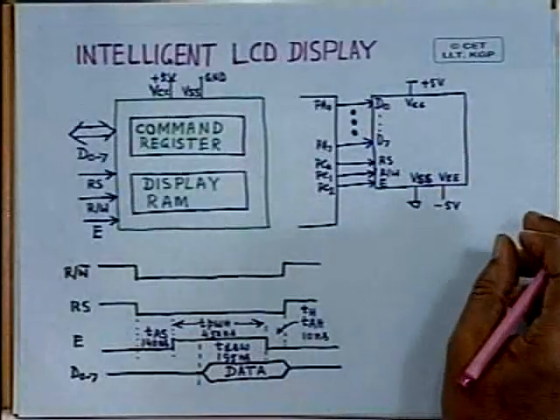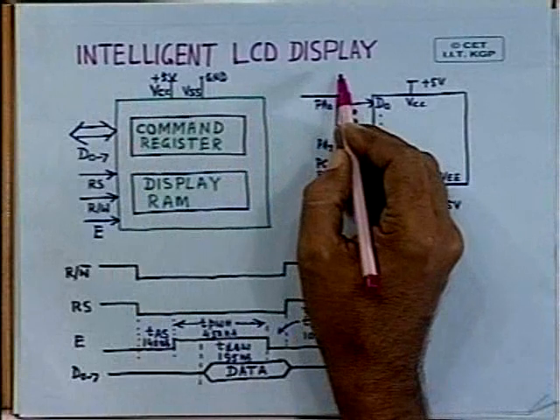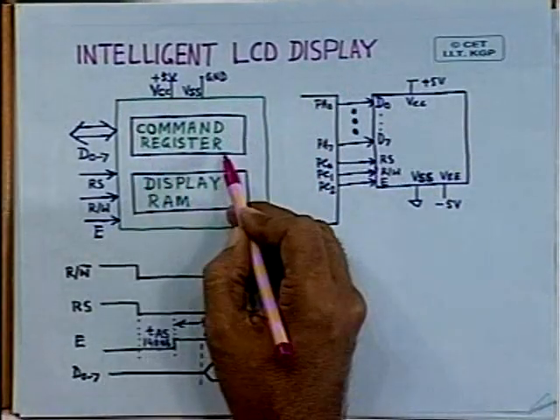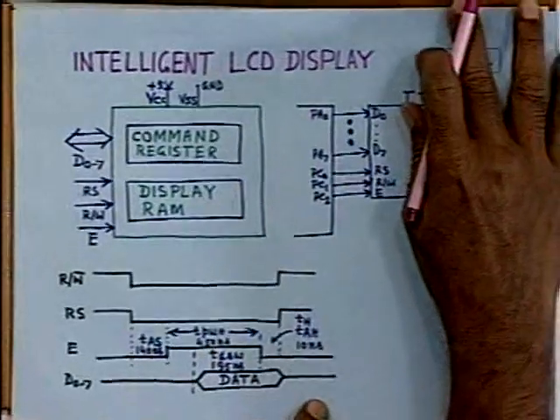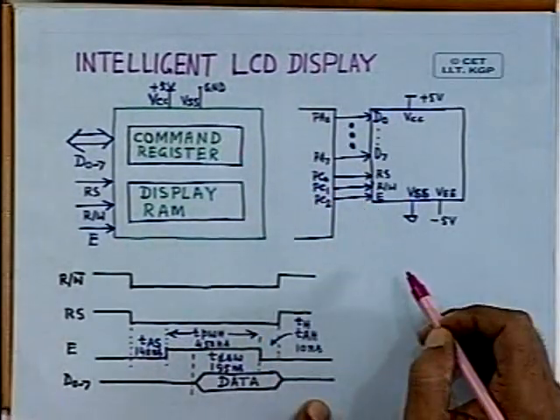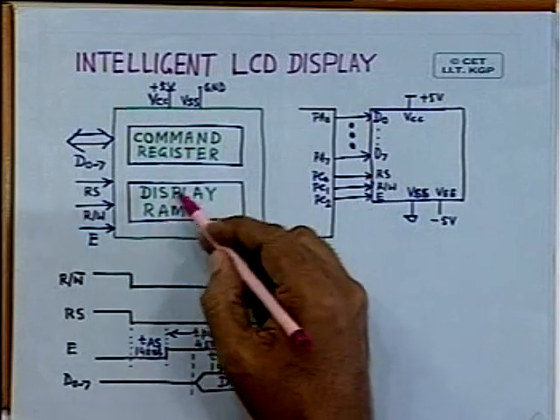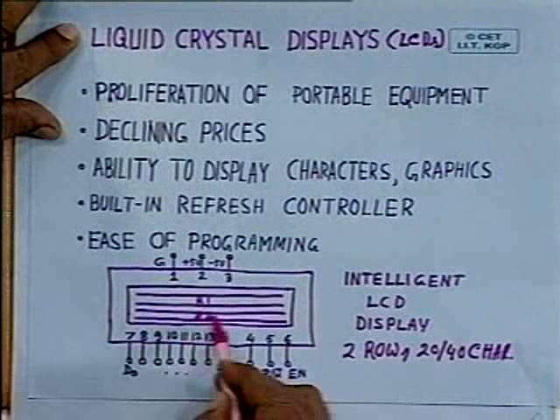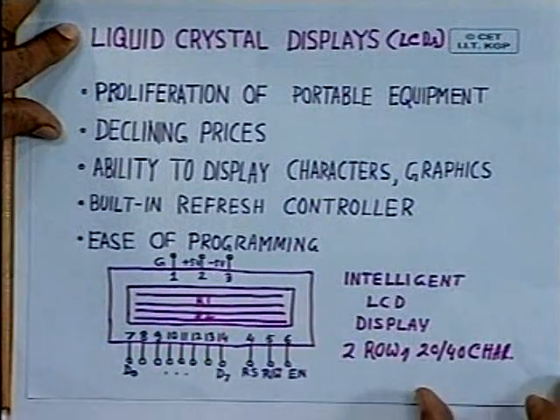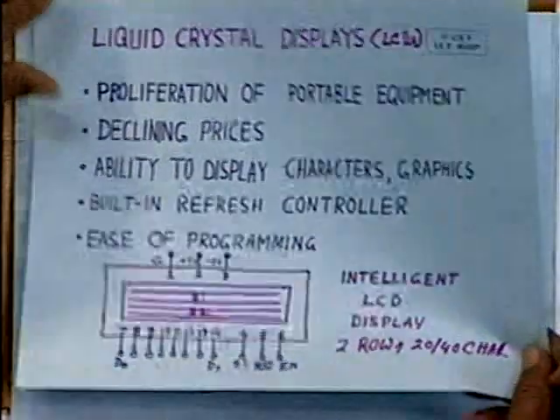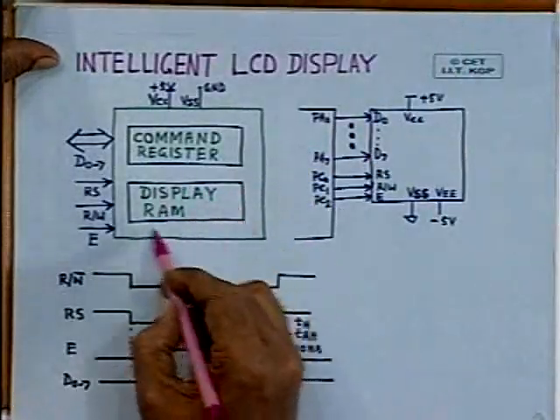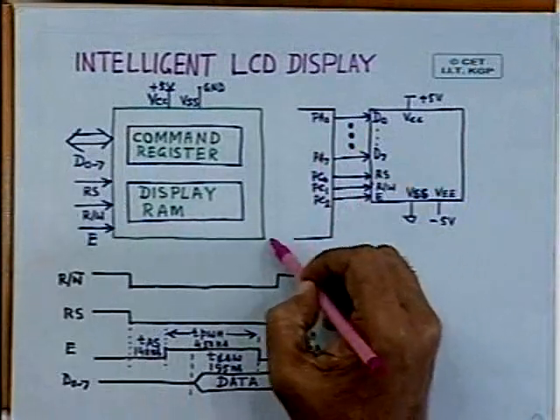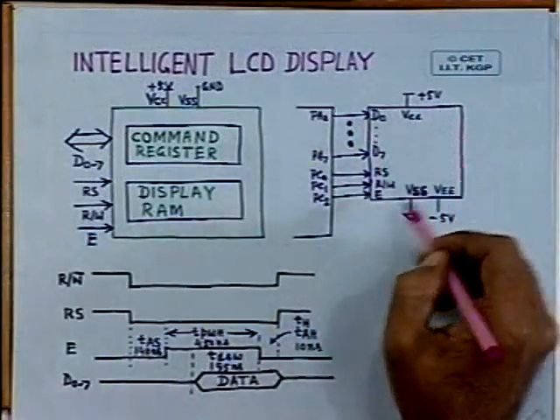Let us see what is inside an intelligent LCD display. Inside there is a command register with the help of which the various modes of operation can be programmed, and there is a display RAM which holds the information you want to display on these character lines, or if you want to display some graphics, that information is stored in this display RAM. And here it shows how it is interfaced through a port line.